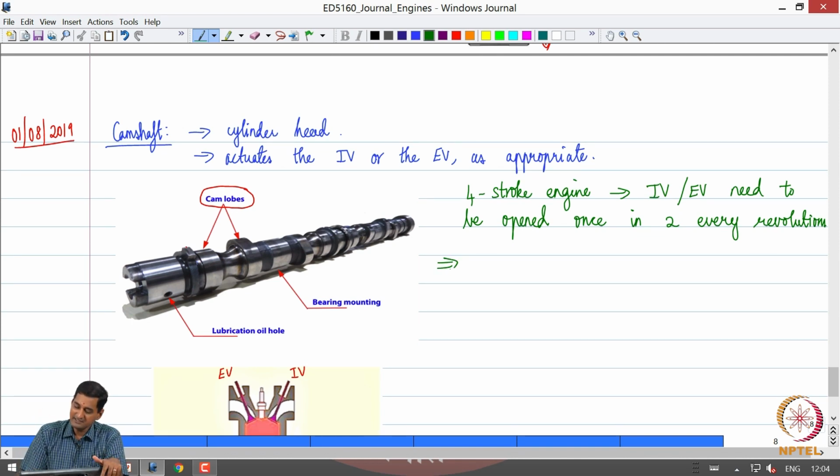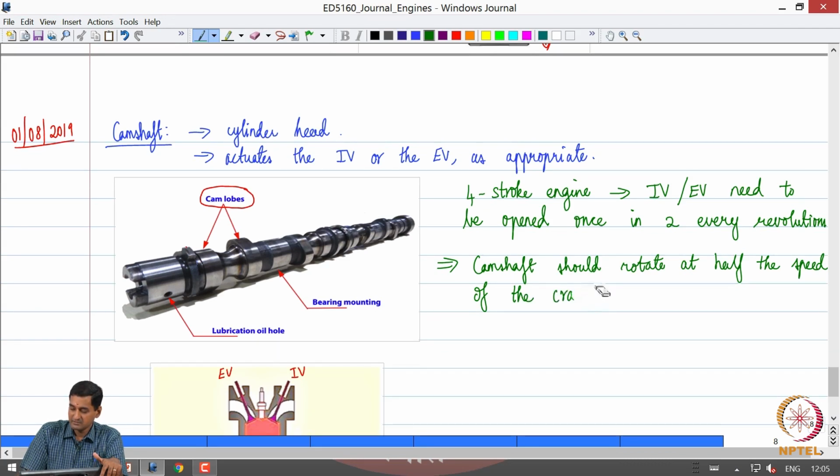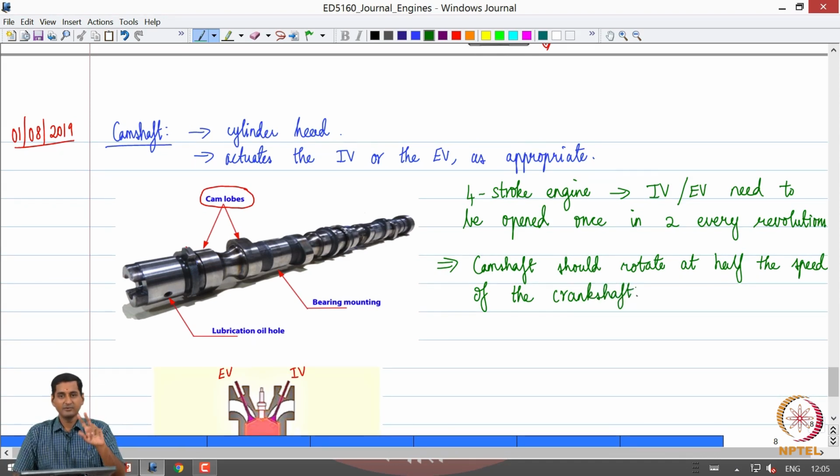So this implies that the camshaft should rotate at half the speed of the crankshaft. Correct. So that is when you will have exactly one rotation of the camshaft for every operating cycle of the engine, right. So that is what will happen with this camshaft.